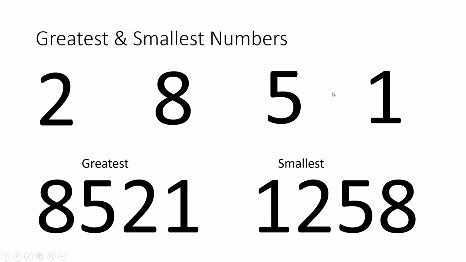So we have 4 digits. For making a 4-digit number, we will be having a ones place, a tens place, a hundreds place, and a thousands place, right? So for example, we have to make the greatest number. For making the number greatest, we place the largest digit at the highest place value.